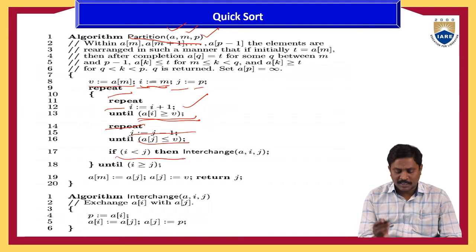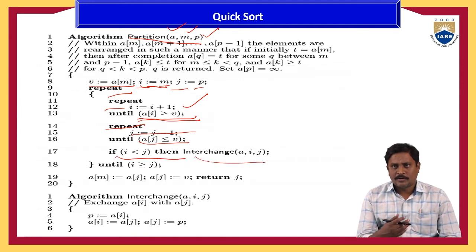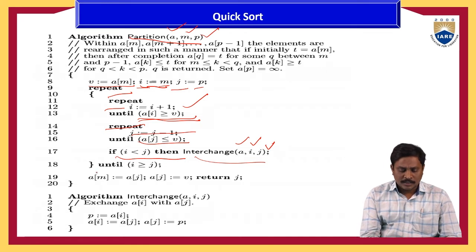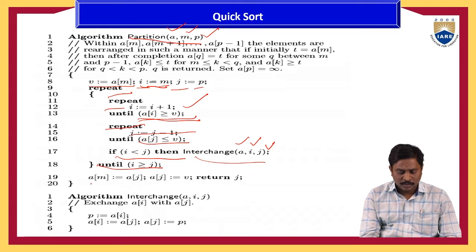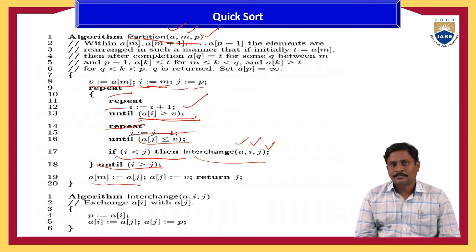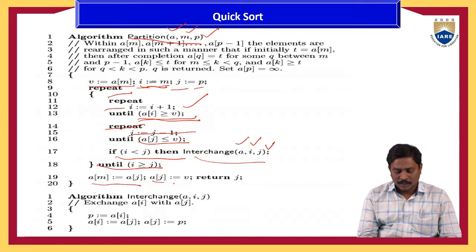If I is less than J, then interchange the A of I value with A of J, and all these steps repeat until I is greater than or equal to J. When I is greater than J, all those elements are in sorted order. So now A of m equal to A of J, A of J equal to V. Now interchange those values and return.